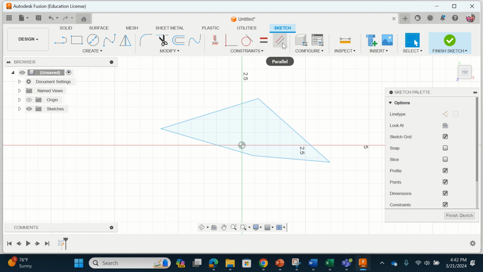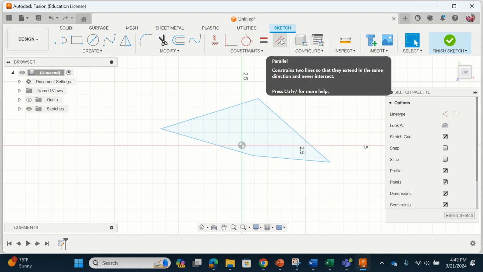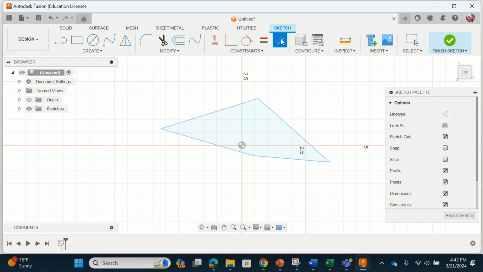In Fusion 360, there are things called geometric constraints. And we can use that when we're designing things to apply specific geometric relationships. Right now, I'm hovered over the parallel constraint. And what this will do is it will take any 2 lines in my design and force them to be parallel. When I select that constraint, I can choose any 2 lines.